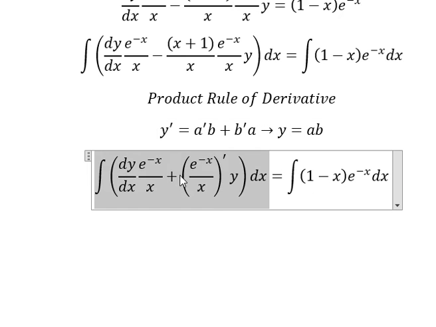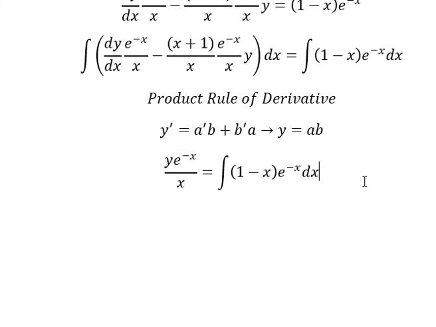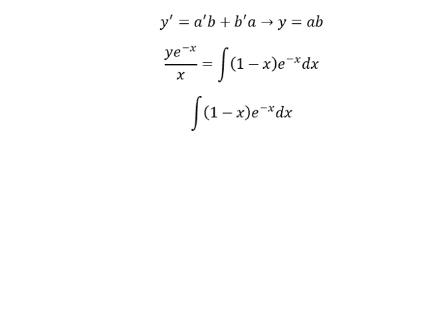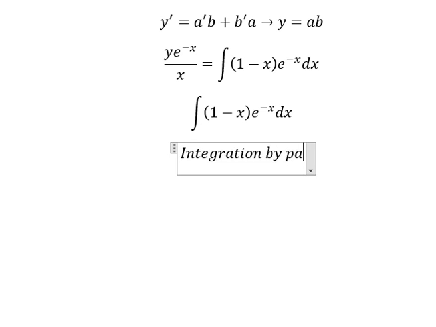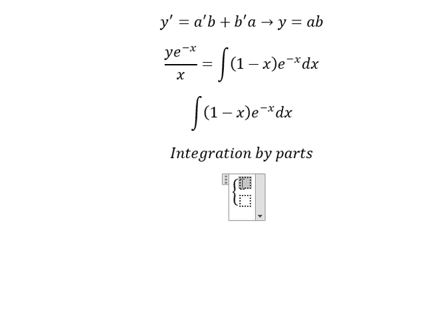So the integration of that one, we have y e to the power of negative s over s. Now we need to concentrate on this one. So we can use integration by parts. So I will put u equals 1 minus s.